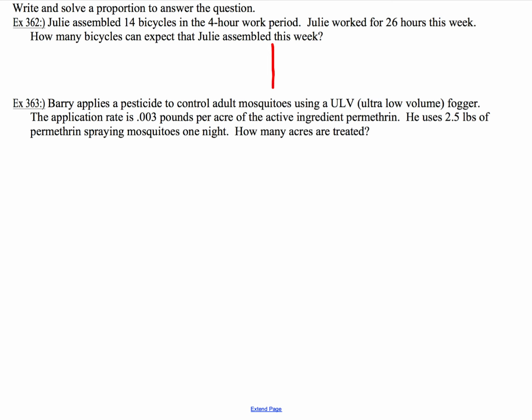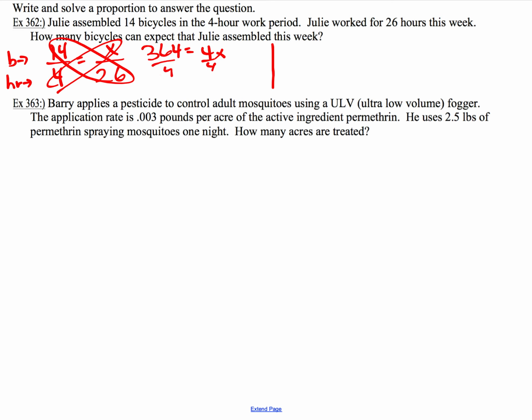I want to demonstrate this two ways. First, using proportions. 14 bicycles in 4 hours, and x bicycles in 26 hours. Doing bikes on top and hours on bottom. If I do the cross products here, 14 times 26 is 364, and 4 times x is 4x. Okay, those are the two cross products. And divide by 4, and we get x equals 91. That is 91 bicycles, or just bikes.